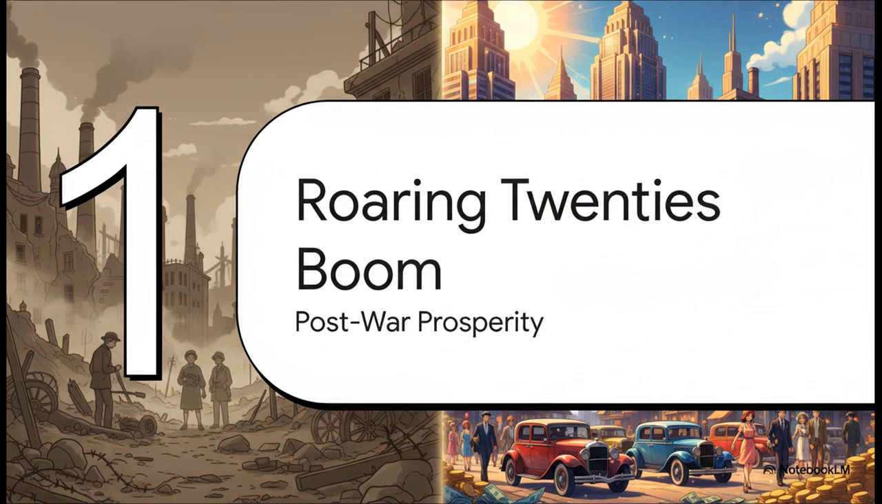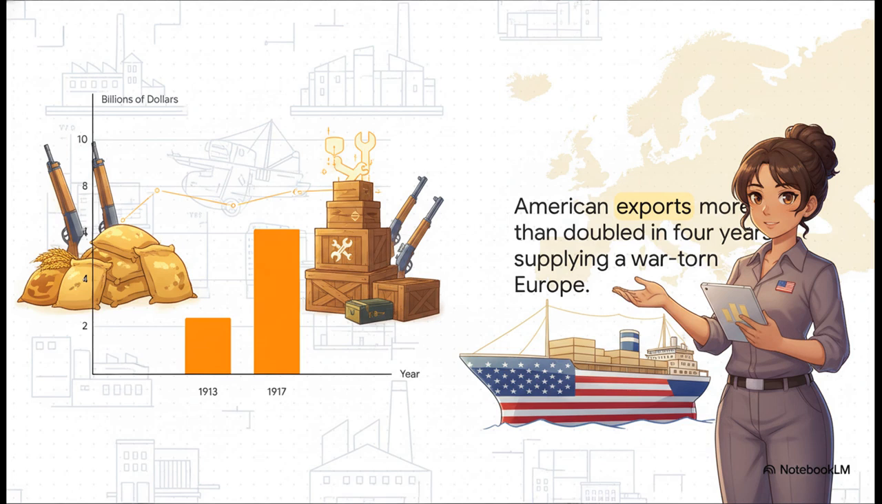So to really get this, we have to go back in time. Our story kicks off right after World War I. You see, the war left most of Europe in absolute ruins. But for the United States, well, it turned them into an economic powerhouse. I mean, think about it. While Europe was locked in this brutal war, America became its go-to supplier for, well, everything. Food, raw materials, weapons, you name it. And look at these numbers. U.S. exports more than doubled in just 4 years. That is an insane amount of growth.